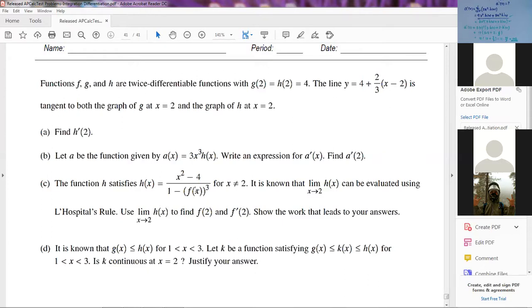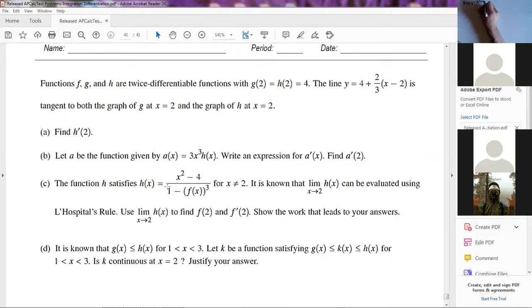Here, we have to begin with this one. This is very different than the previous ones. These questions were not in the previous exams because L'Hopital was not a topic to cover in AP Calculus AB. Now it is, so we have to deal with that.